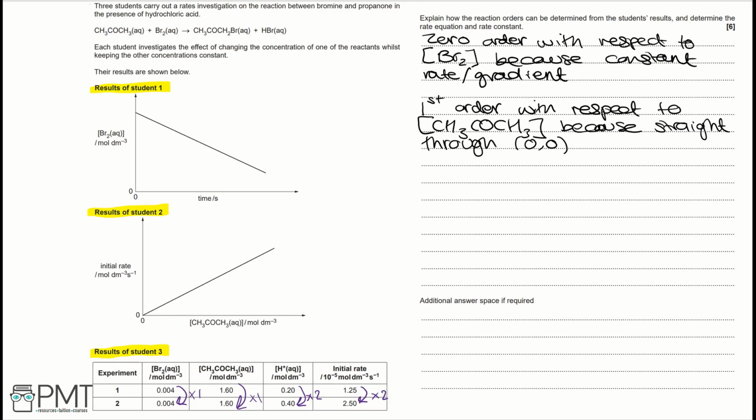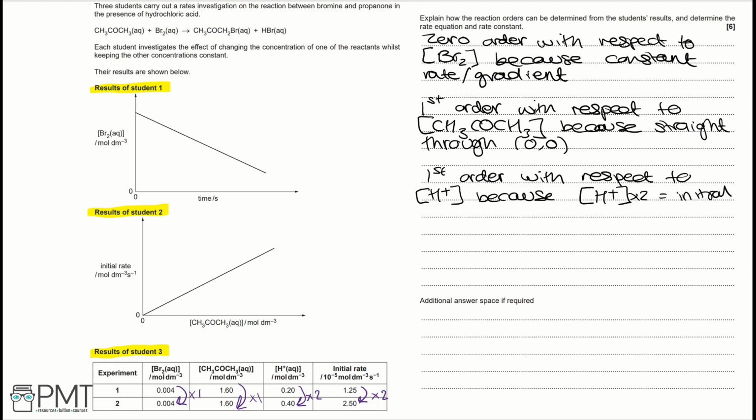So we can comment on the order of reaction with respect to H+, and that order will be first order. It's for a similar reason as for propanone: it's a directly proportional relationship. So as the concentration of H+ doubles, the rate doubles. We can say [H+] multiplied by 2 equals initial rate multiplied by 2, and this is a way of saying that they're directly proportional to one another.